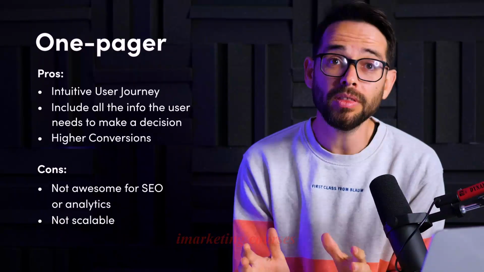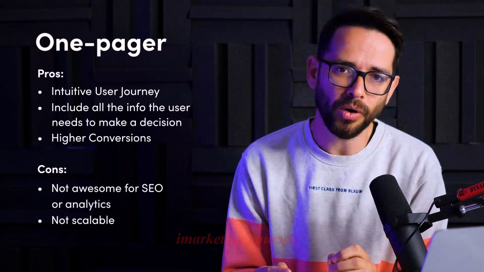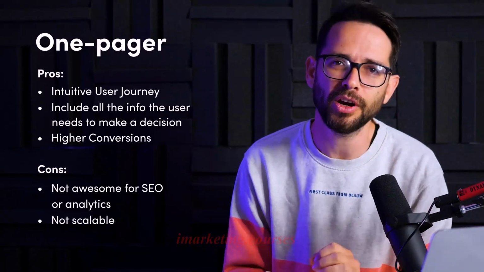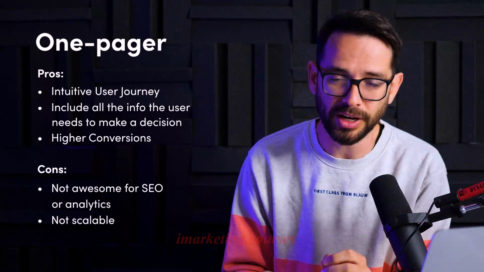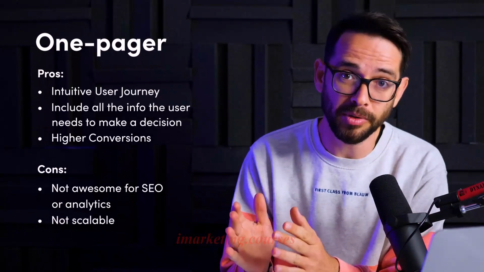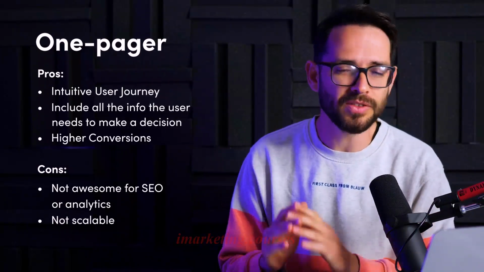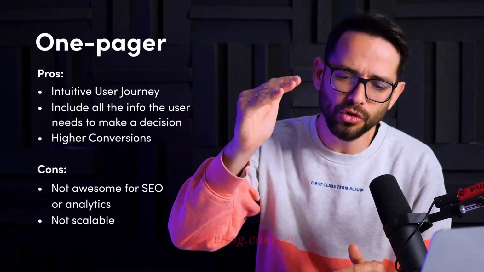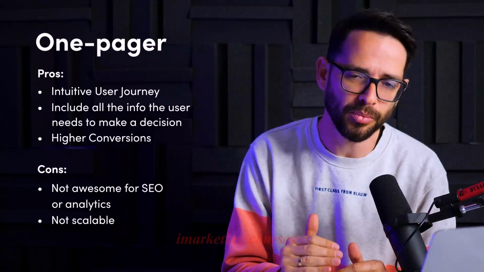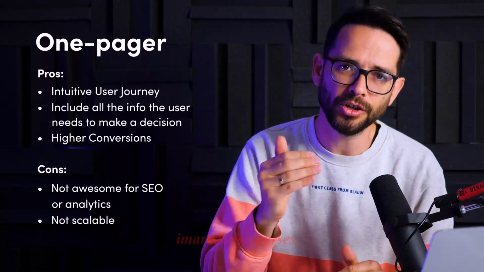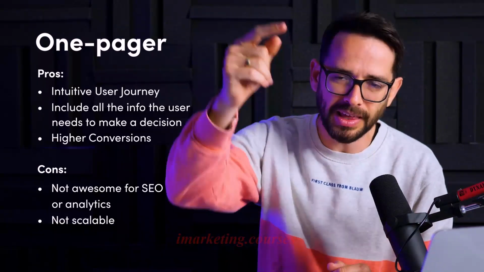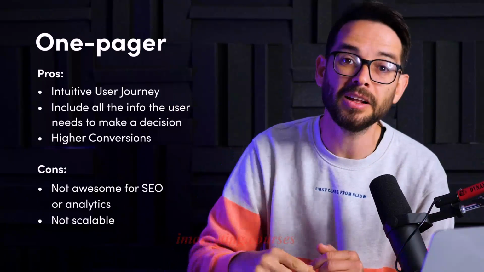The good thing about a one-pager is the only thing you can do is scroll. So that means it's a very, very intuitive user journey, right? You start at the beginning, you scroll to the middle, and then you get to the end. So it's very, very easy to use. They're not going to get distracted. And you can include all of the information that you want people to know and consume in order to make a decision, right? So you can make sure that they can't jump in and they can't miss something, right?